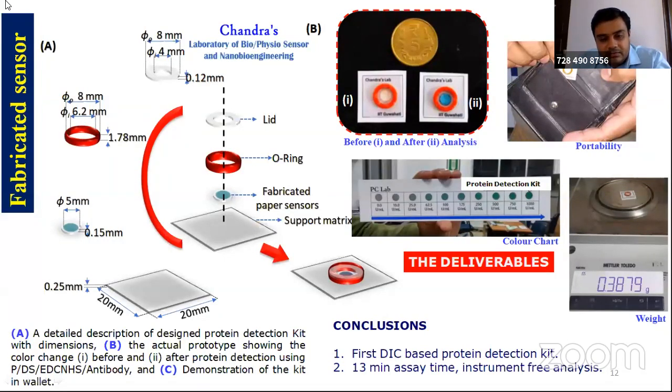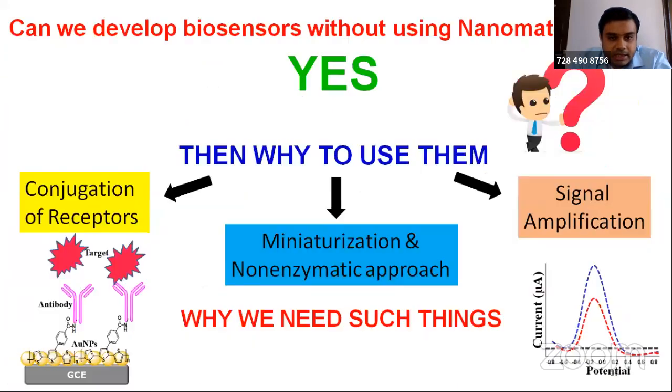So what I'm trying to explain with this particular example is that the nanomaterial, it is not a must to have in a biosensing system. That can also be developed. Now I'll go back to the slide again. So we were here at this point, yes. So what is the answer of this question? Can we develop a biosensor without using nanomaterial? Yes. The example was what I discussed just now.